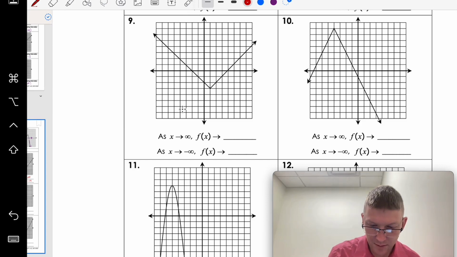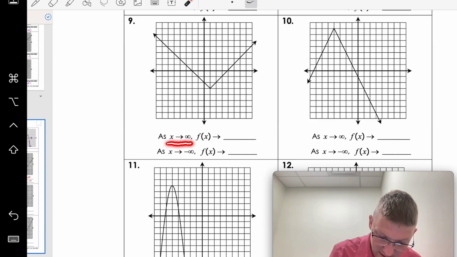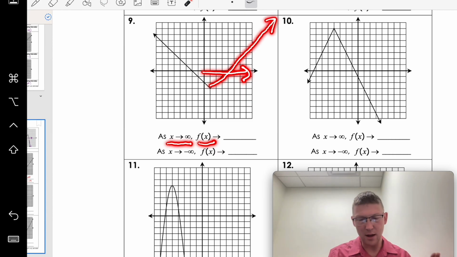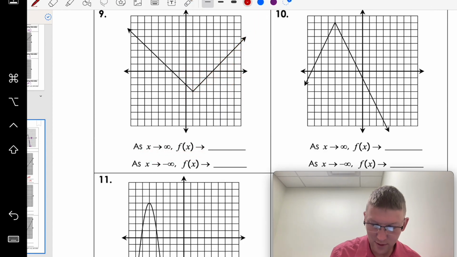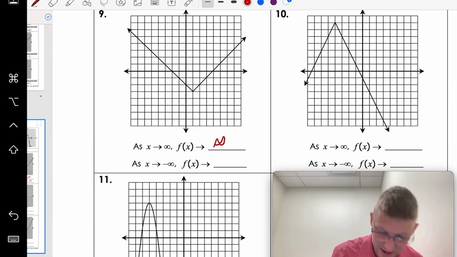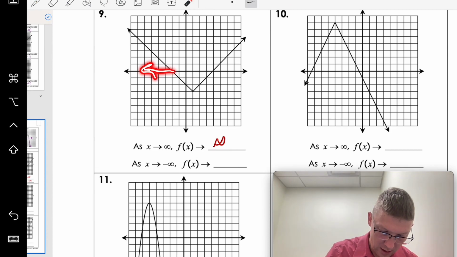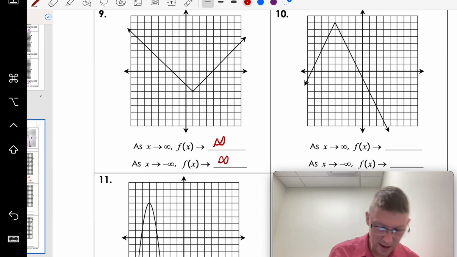Number 9, we got something a little bit more interesting. We have an absolute value. So, and again, read carefully. As x approaches positive infinity, so again, we're going this way, f of x approaches what? So as we look through here, as we go further and further to the right, what happens to our graph? In this case, it goes up and up and up, so it approaches positive infinity. So then if we go the other direction, as x approaches negative infinity, we're going to be going up the other direction, and that's also going to be positive infinity.